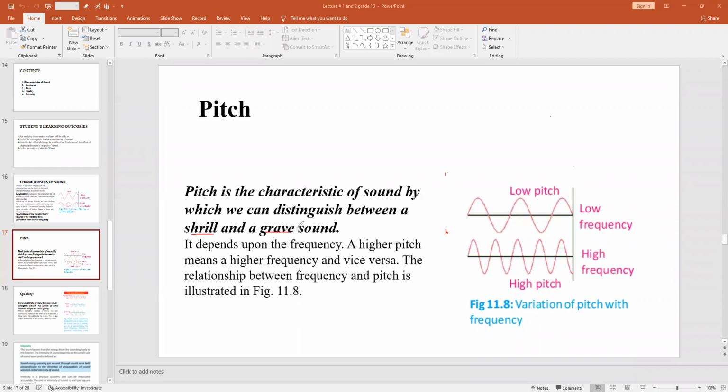So this is known as pitch. It depends upon the frequency. Loudness depends upon the amplitude, but pitch depends upon the frequency. A higher pitch means a higher frequency. If you have a higher pitch, it means the frequency must be higher, and if you have a lower pitch, then the frequency must be low, right? And obviously in case of low pitch, the amplitude must be low, and in case of high pitch, the amplitude must be high, right? So as shown in figure 11.8, variation of pitch with frequency. Low pitch shows a low frequency and high pitch shows a high frequency.